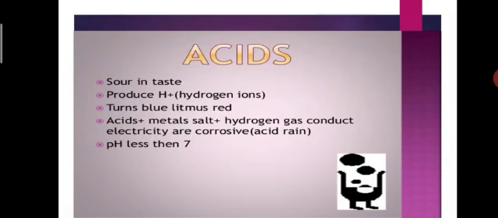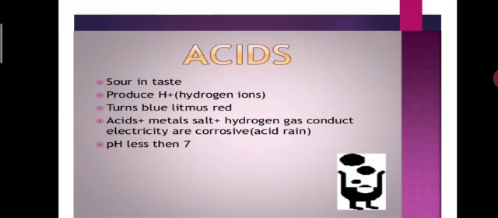First of all, the characteristics of acids are: acids are sour in taste. They produce H plus ions, which means hydrogen ions, and turn blue litmus into red. When acid combines with metal, it forms salt and hydrogen gas. Acids conduct electricity and are corrosive. It occurs in the form of acid rain. And when we talk about pH, an acid's pH is less than 7.